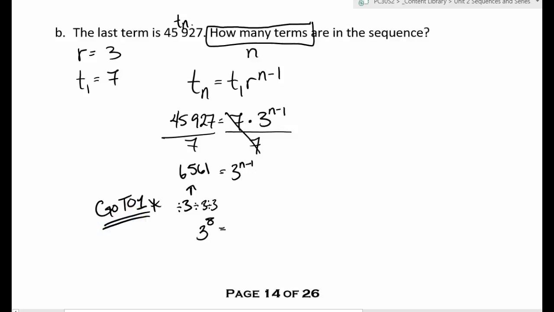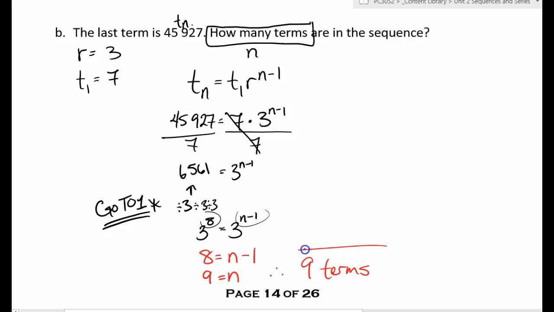Not to 3. Okay? So 3 to the power of 8 equals 3 to the n minus 1. Well, my exponents should match, which means that 8 needs to be the same as n minus 1, and therefore n is 9. So this is my 9th term. And there will be 9 terms in my sequence.